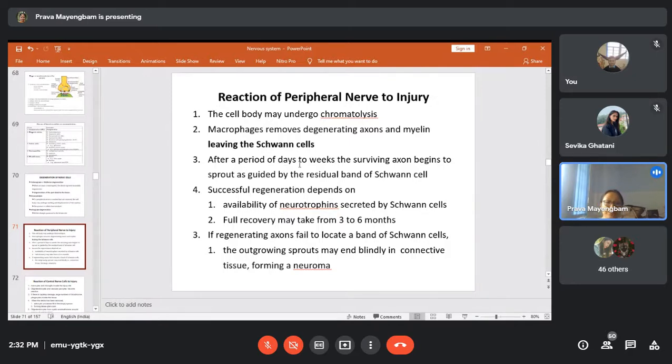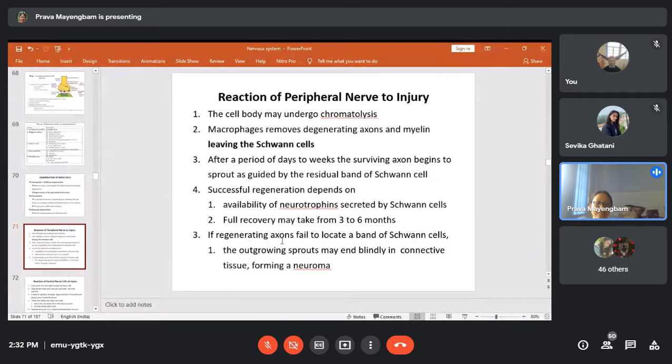So after a period of days to weeks, the surviving axon begins to sprout out as guided by the residual band of Schwann cells. So these Schwann cells will guide in formation of new axons or new portions of a neuron. Then successful regeneration depends on the availability of neurotrophins secreted by Schwann cells, and the full recovery may take 3 to 6 months.